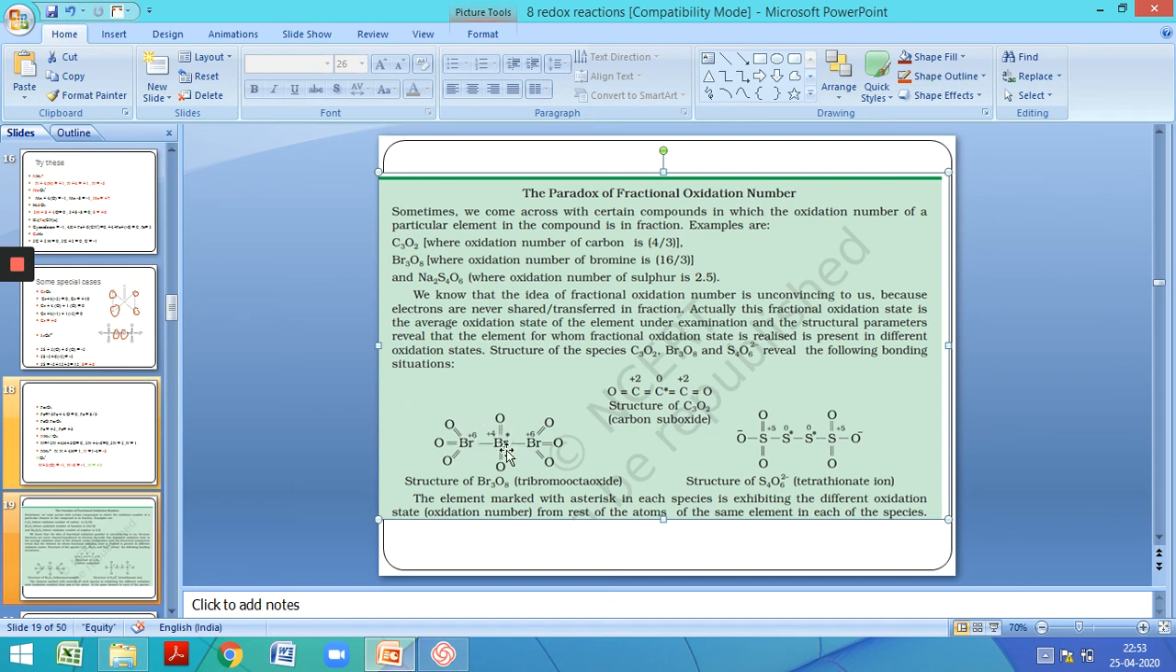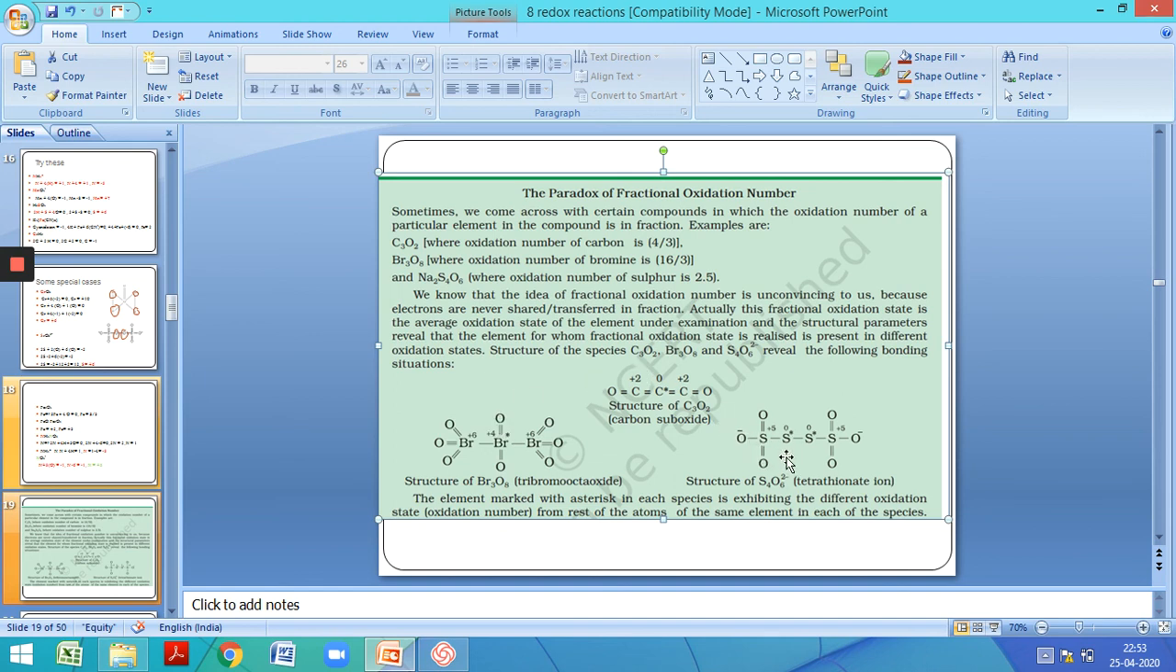The central bromine, both are bromine-bromine, so none of these electron pairs is shifted towards any of the bromine. So this bromine will have the oxidation number only due to the two oxygens that are attached to it, because there lies the electronegativity difference. So minus 2, minus 2, minus 4. So this has to be plus 4, so that this part also becomes neutral.